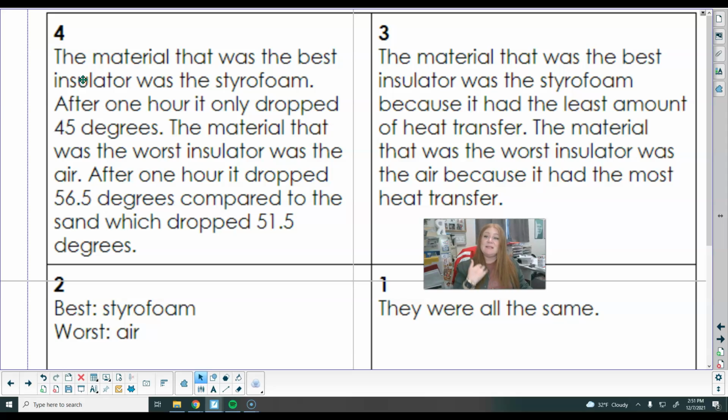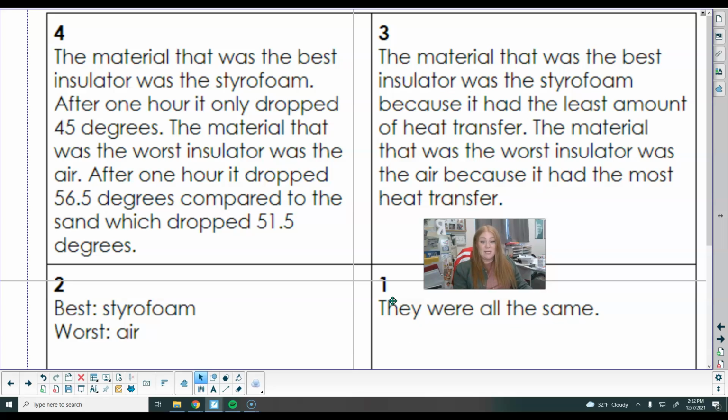So a 4 might say something like: the material that was the best insulator was the styrofoam. After 1 hour, it only dropped 45 degrees. So there's your fact from the chart. The material that was the worst insulator was air. After 1 hour, it dropped 56.5 degrees compared to the sand, which dropped 51.5. So I even threw that sand in there to show, look, this went lower than the sand and lower than the styrofoam. So the fact is really what's going to get you the 4, referring back to your chart and giving that evidence just like you do in language arts.